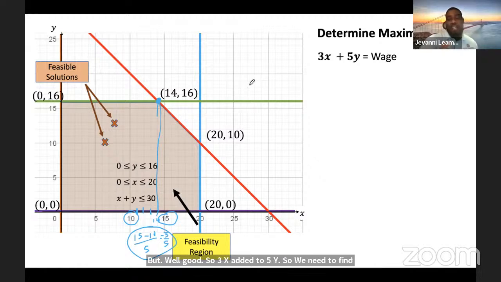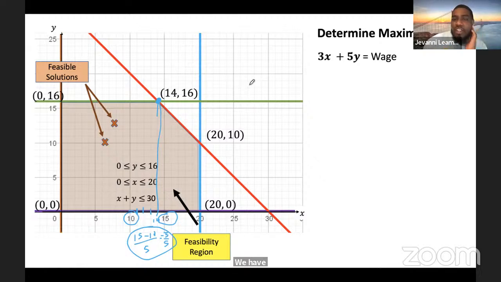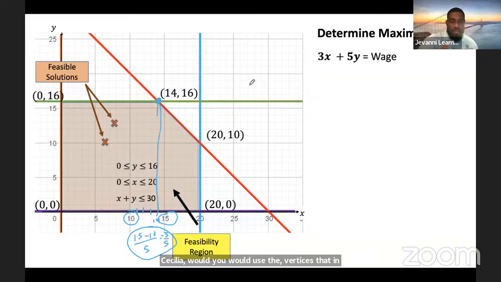How can we find out the maximum wage? What should we be using? What can we use to find the maximum wage? We have the equation, but what do we need? The coordinates. All right, which coordinates? Sir, you would use the vertices that intersect on the actual graph, right? And you would insert those coordinates into the actual equation and test them to get the maximum value. See which one is higher.